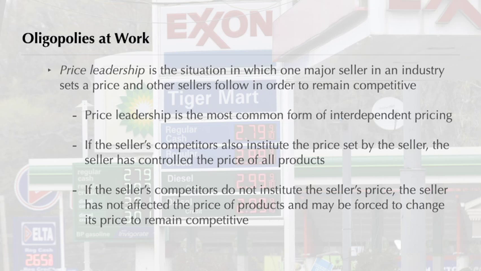The most common form of interdependent pricing is price leadership, in which one of the largest sellers in the market takes the lead by setting a price for its product. If competitors also institute that price, the market leader has in effect controlled the price of all products. What happens if the competing companies do not institute the same price as the market leader? In this case, the leader has not successfully affected the price of its product. In fact, it might be forced to change its price again to be competitive with the other sellers' prices.